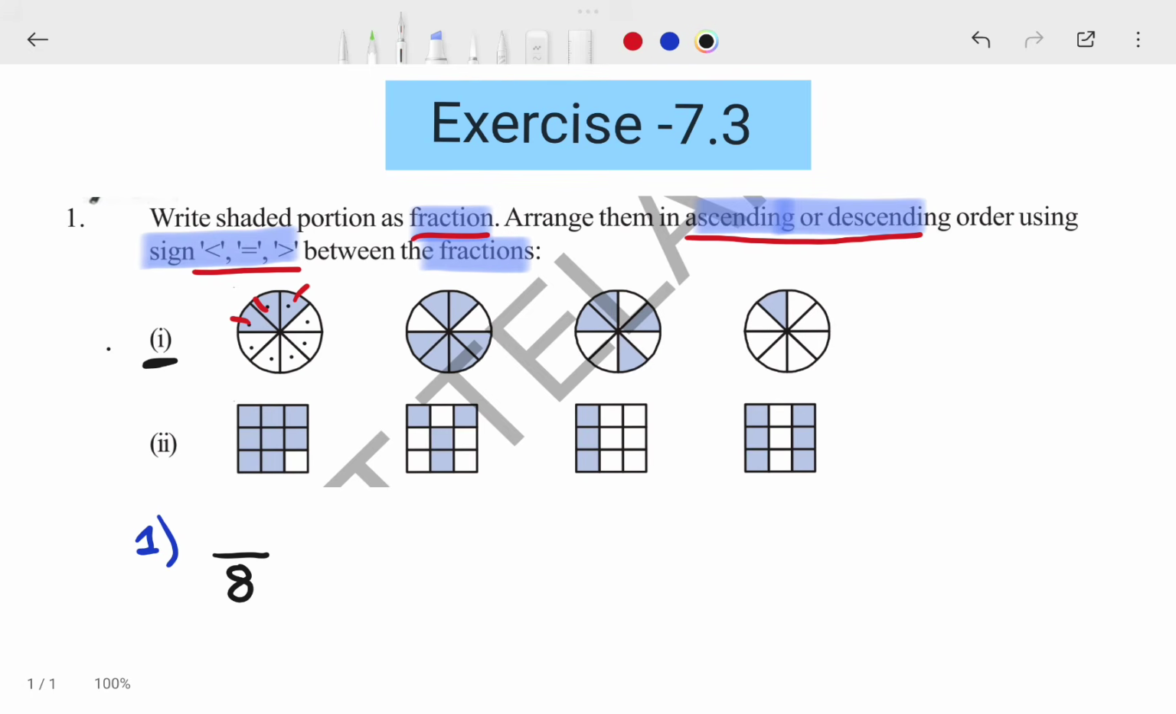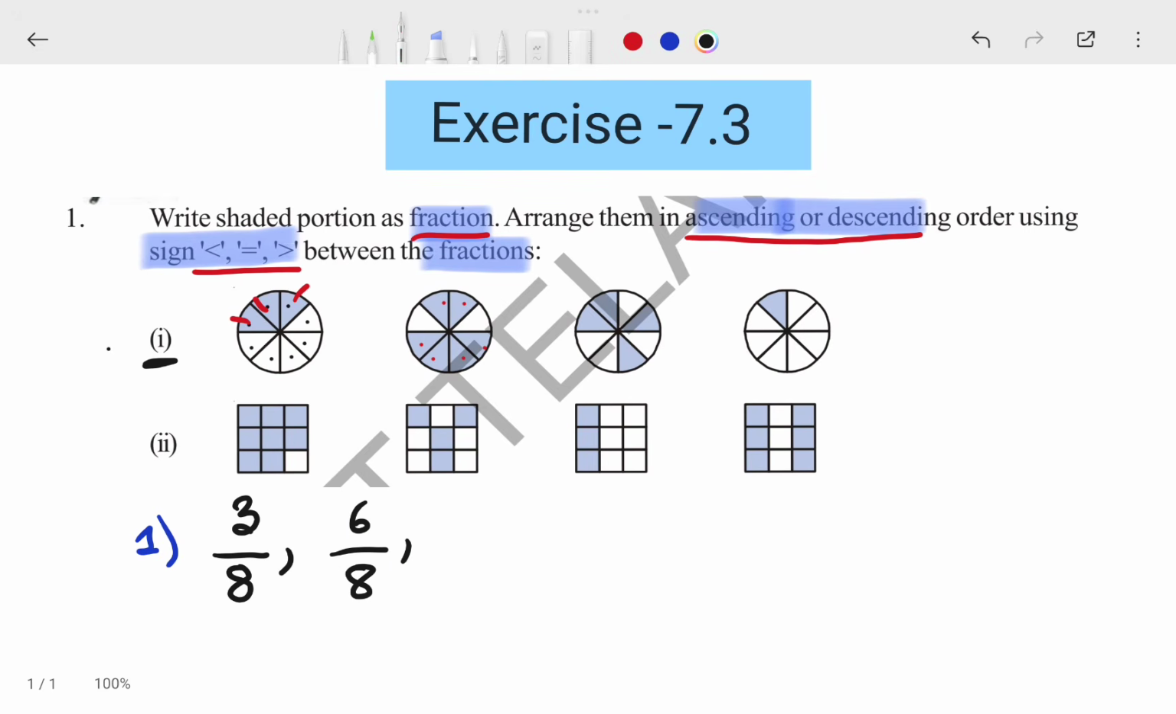So easily we can write here 3 by 8. In the first figure, there is 3 by 8. Now let's see this one. This has a total of 8 boxes as well. If you count how many are colored, 1, 2, 3, 4, 5, 6. 6 are the colored boxes.